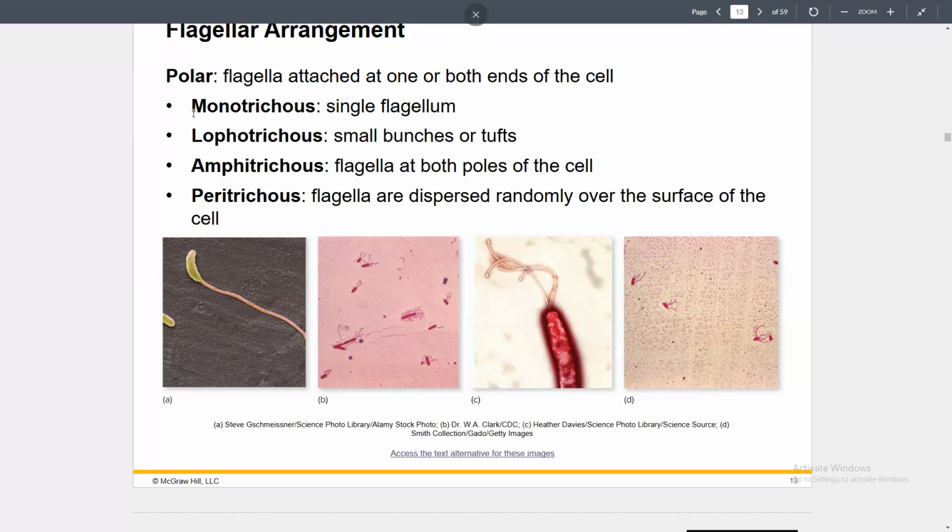Lophotrichous, you have bunches or tufts. That's C. This is lophotrichous here. So at one end of the cell, you have a tuft of flagella. Amphitrichous means that you would have flagella at each end. We don't have a good image of that, but you would have one flagellum at one end and one flagellum at another end. That's amphi. Remember, amphi means both. And then the peri, where you have it all over. So this is peritrichous. Here's some other ones that have them just sort of randomly all over.